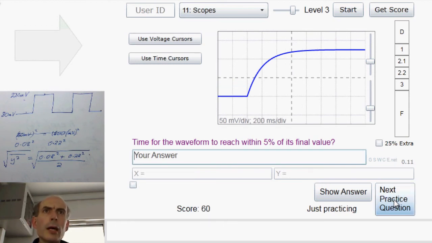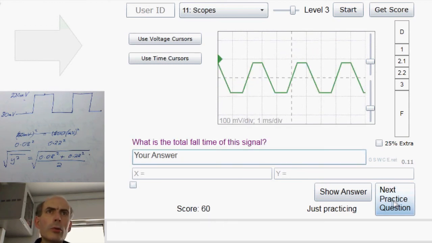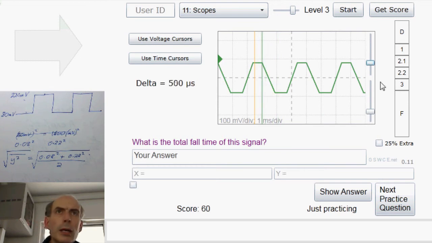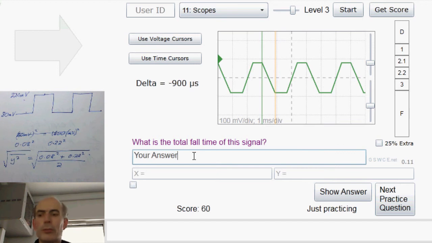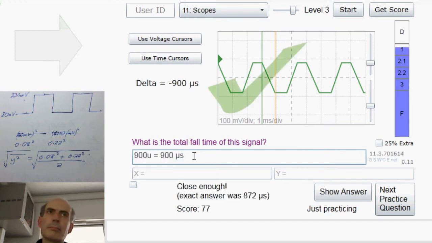We've done one like that. Total fall time of this signal. Well, we can use the time cursors here. So if I move this time cursor, say, to that point there, again using the cursor keys to get it all spot on where I want, and this one down there, 900 microseconds. Easy.